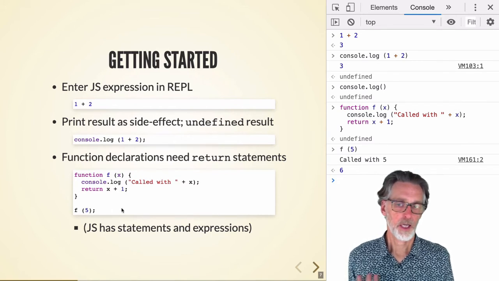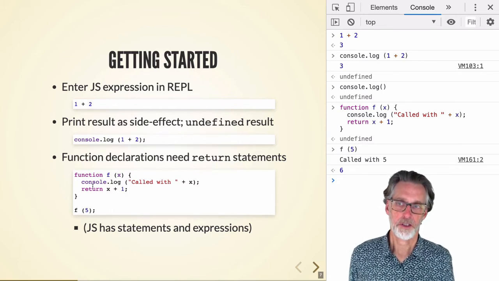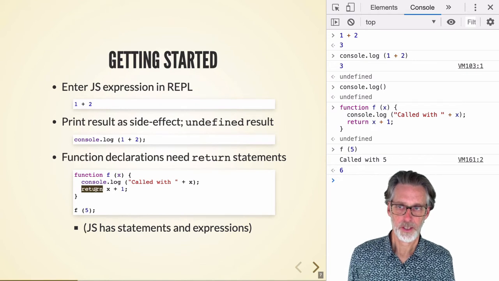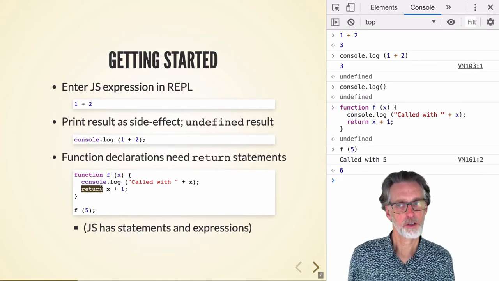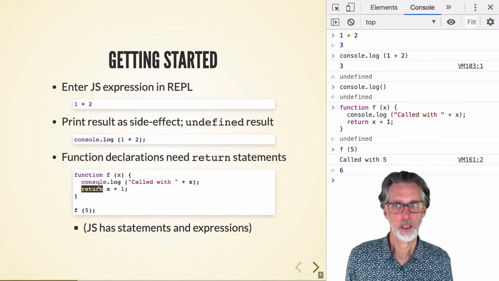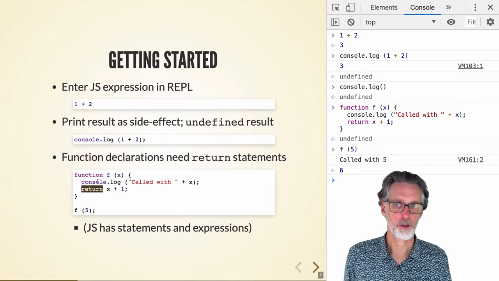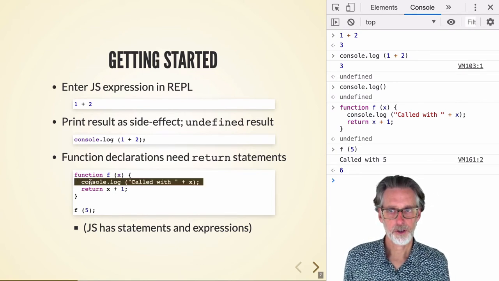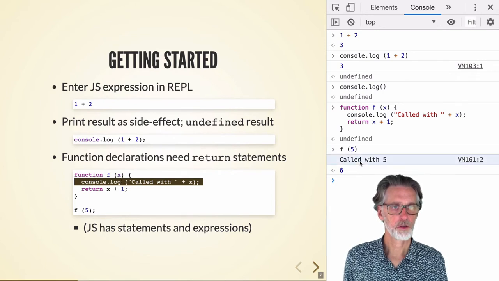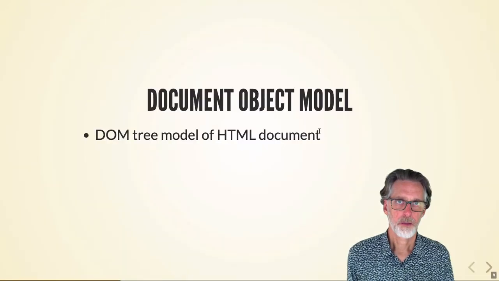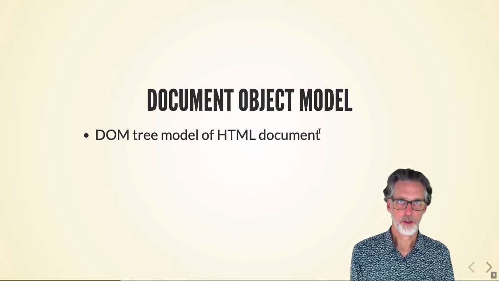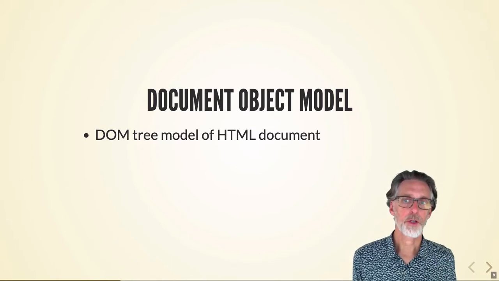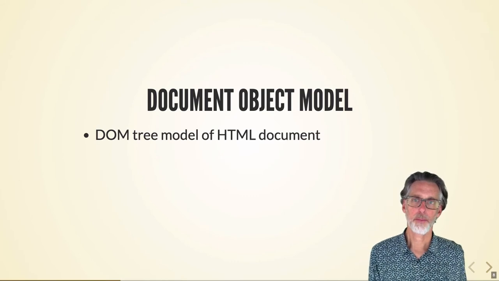Syntactically, JavaScript has both statements and expressions, and thus it requires the use of return inside of a function to give the return value. We can have side-effecting functions here. In this case, the function is making a call to log something on the console, which you can see here. But the real goal of JavaScript is not simply for console input and output. It's to work over web pages.